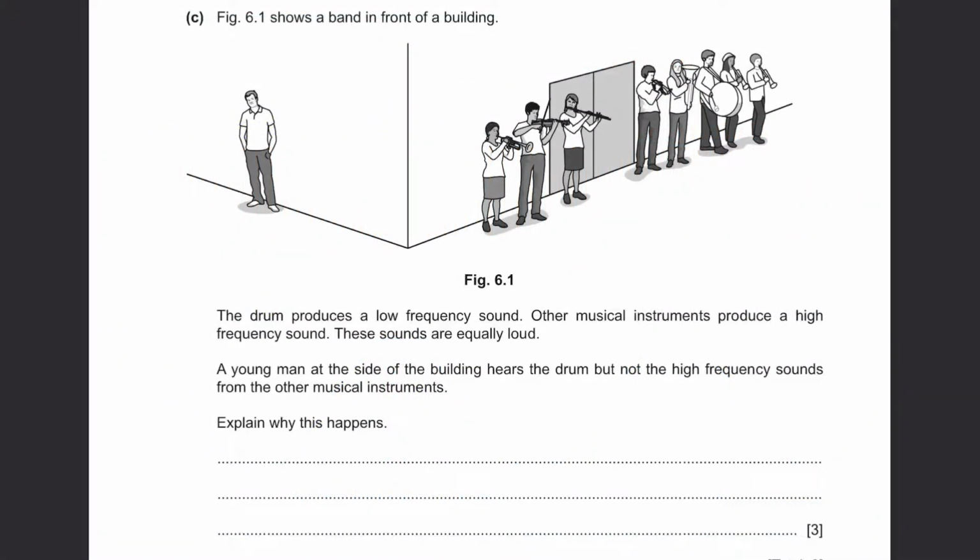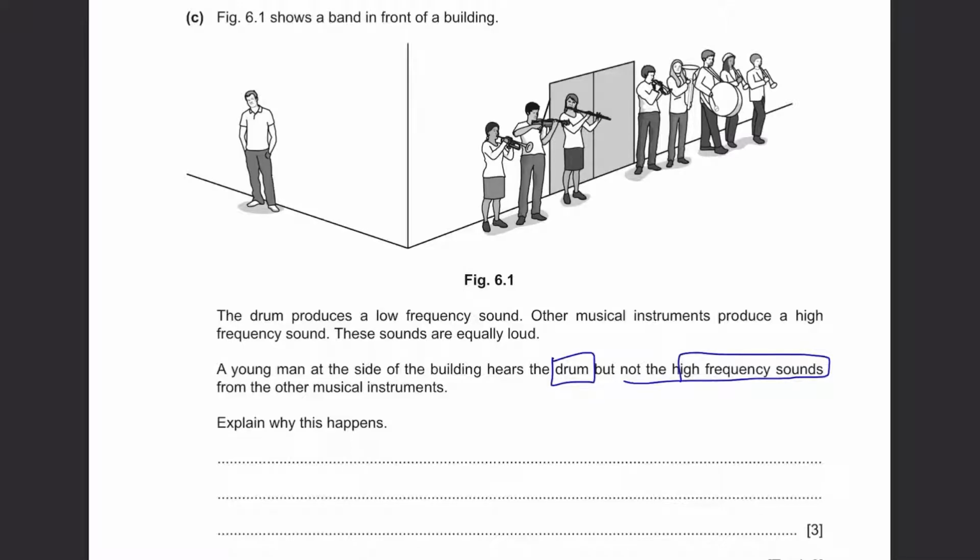Part C. Figure 6.1 shows a band in front of a building. The drum produces a low-frequency sound. Other musical instruments produce a high-frequency sound. These sounds are equally loud. A young man at the side of the building hears the drum but not the high-frequency sounds from the other musical instruments. Explain why this happens. So what's the reason why this person cannot hear the high-frequency sounds but only low-frequency sounds?